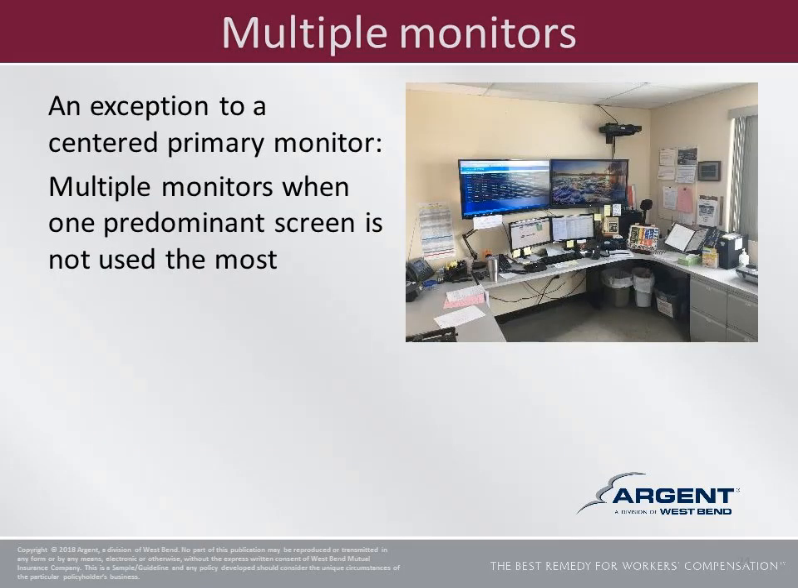When using multiple monitors, there is not a primary monitor used. They should be arranged symmetrically. Ideally, these work environments will also be adjustable and even have sit-to-stand capability, since these workstations are much more posturally demanding. Also note the glare on the monitor screens in this photo, which is a concern.